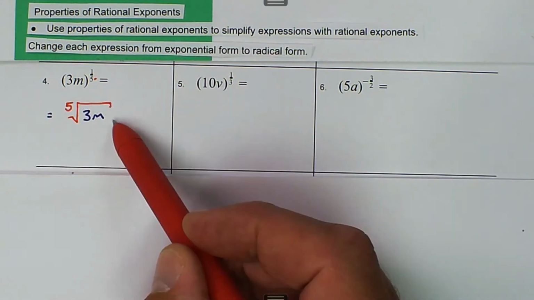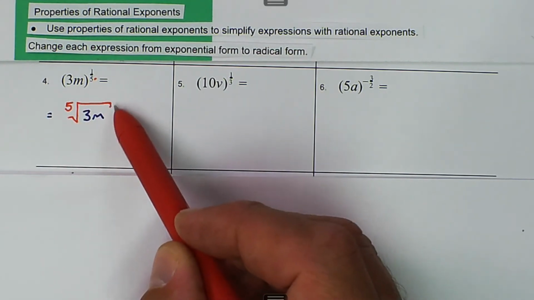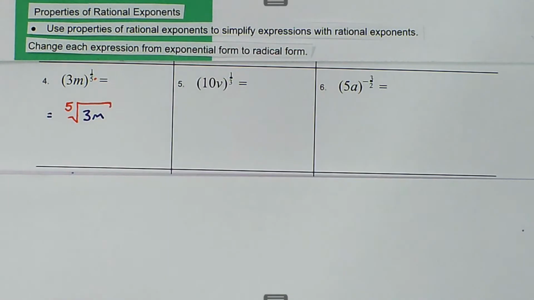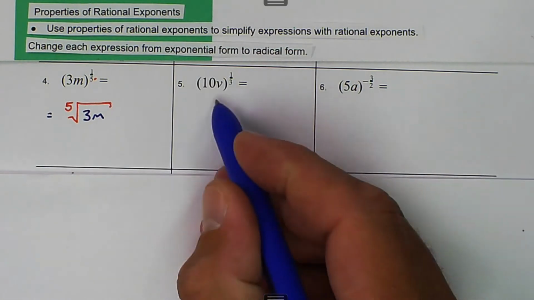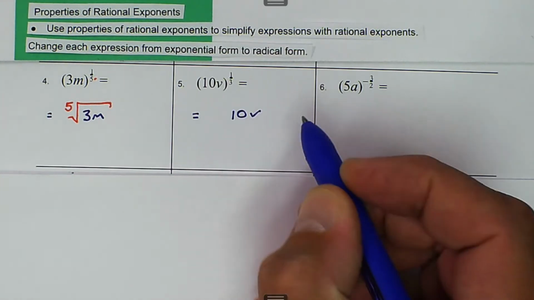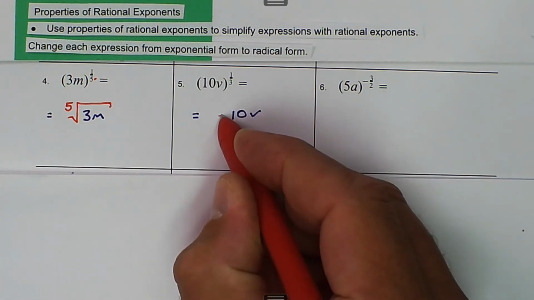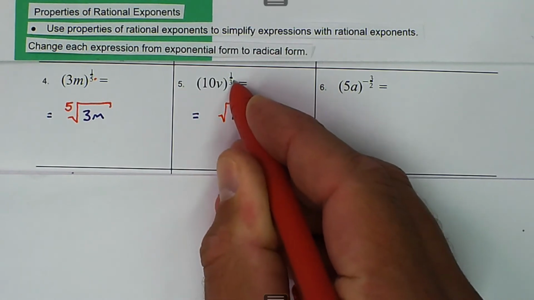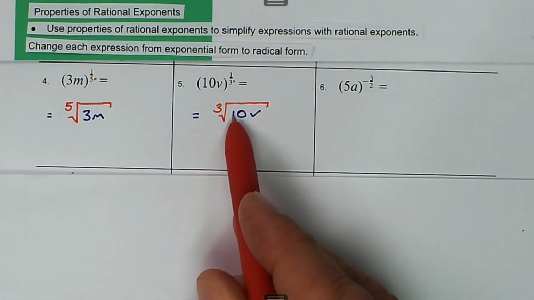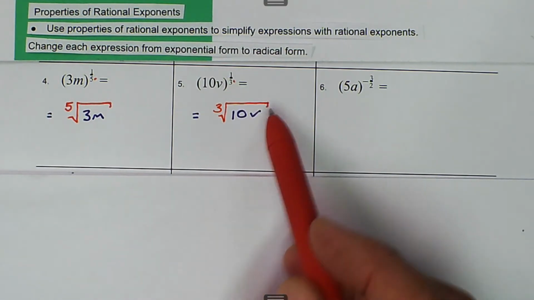And that whole thing is raised to the first power, and we don't have to do anything with that because if it's not written down, then we understand that it is 1 there. The next one that we have is 10v raised to the 1/3 power. So we're still going to write down our base, 10v, and anything that's in the denominator goes on the index of the radical. So in this case, our denominator is 3, so we're going to take the cube root of 10v, and if we have a 1 in the numerator, we can just leave it as 1.